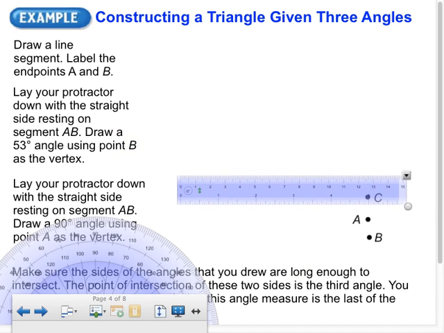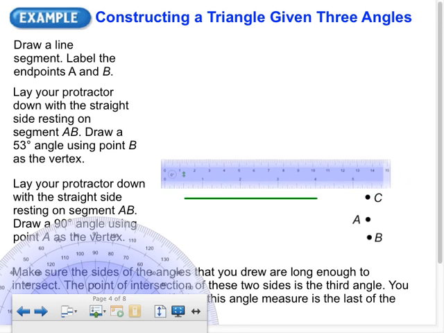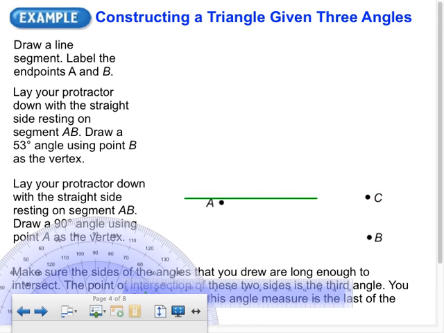I'm going to choose 3.5, just to be a little different than what we had before. Okay, I think that's about 3.5. Okay, I'm going to make AB 3.5. Here we go. There's A. Here's B.